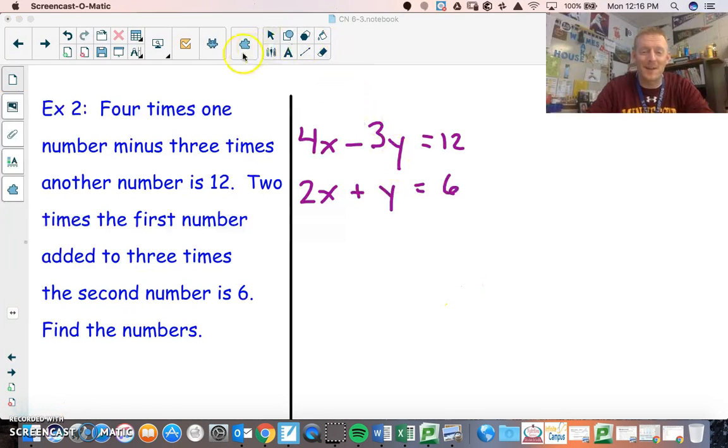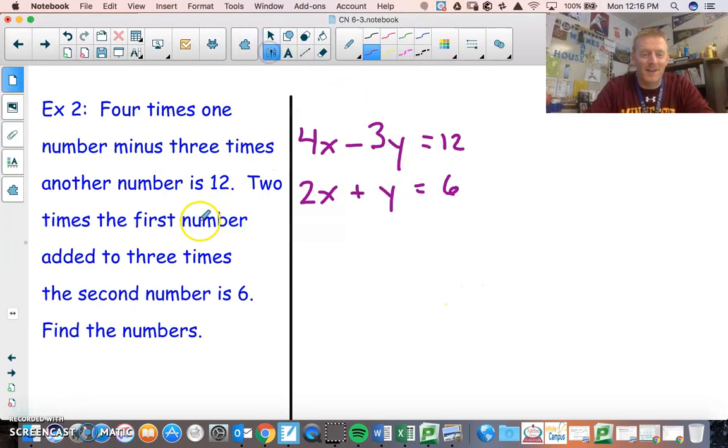So we made one last final mistake there. The second equation says 2 times the first number added to 3 times the second number, so we have a 3y here, is 6. Now our job, because we have opposites here, and you'll notice the reason why I paused there. These are now opposite of each other, so they are going to eliminate when we add.